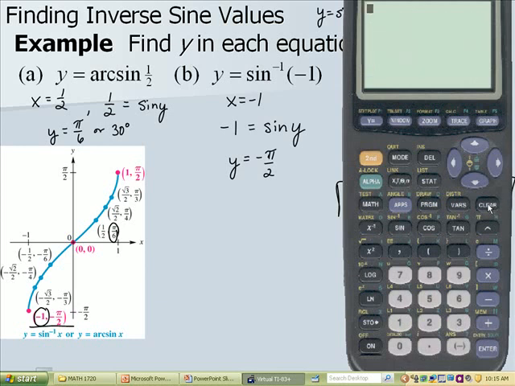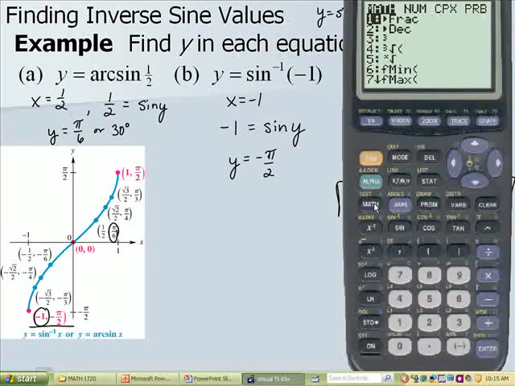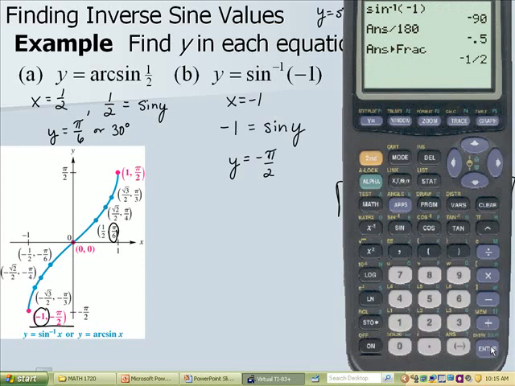Now let's do part B. We do second sine of negative 1, and we see we get negative 90 degrees, which when we convert, we divide by 180 and change it to a fraction. We get negative 1/2, and we add pi to the top, so we get negative pi over 2.